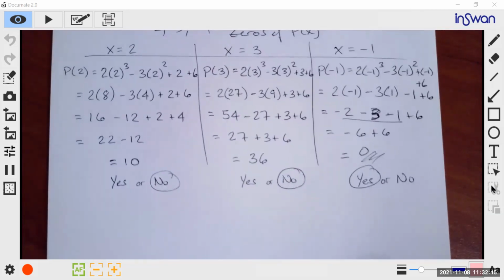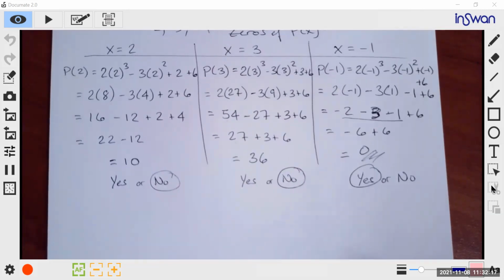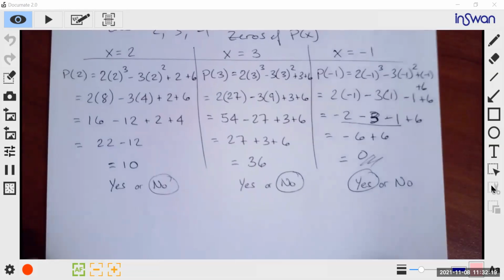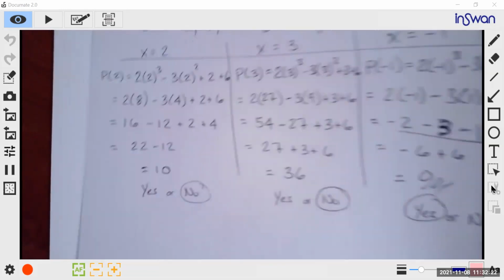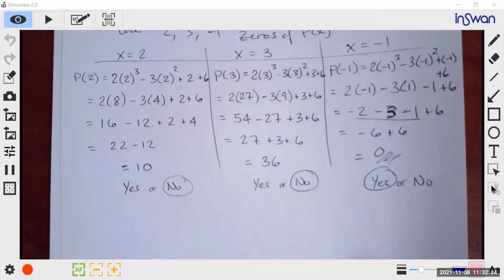So that's it. If I ask you, is this value a 0 or a solution, just plug it in there and see what you get. And be very careful, because it's easy to make a mistake on these things.